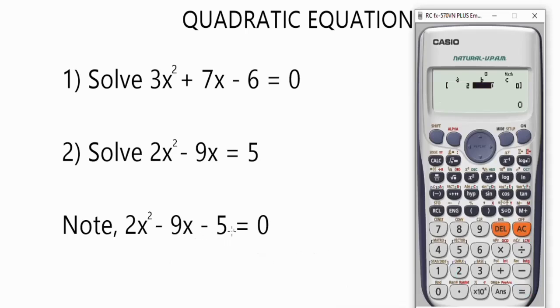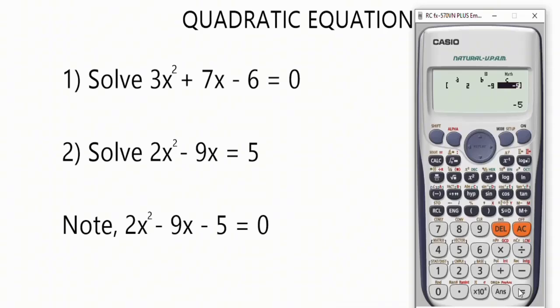Our b will be the coefficient of minus 9x, which is minus 9. Alright, not 9, it is minus 9. Guys, take note of sign convention or the signs there. Okay, very important. Okay, so the constant there is negative 5, not 5, negative 5. Alright, very important guys. So having done this, let's press equal to.